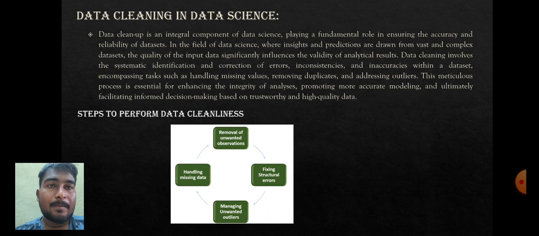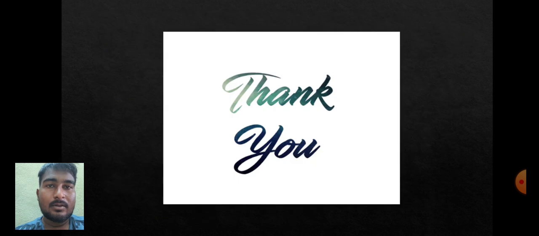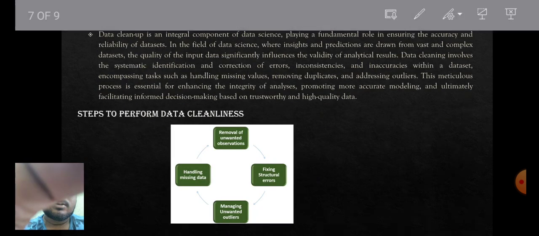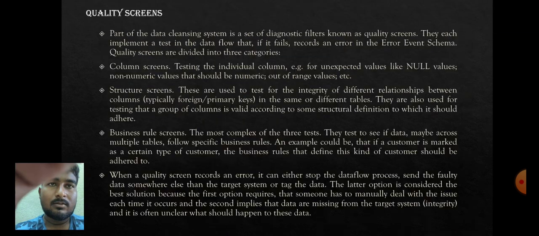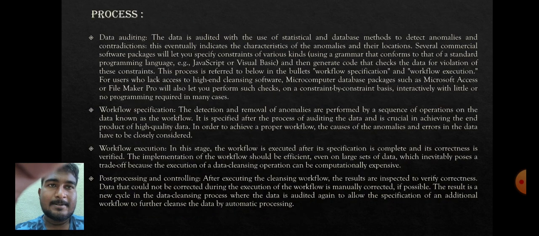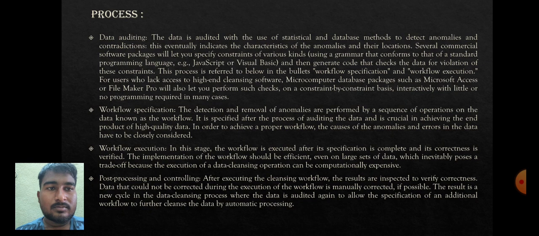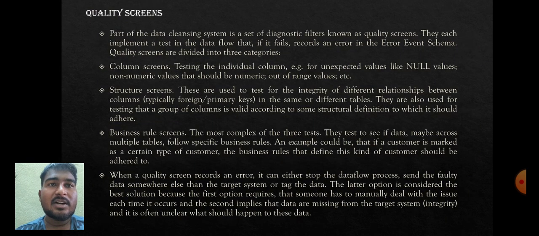Quality screens. Quality screens, part of the data cleansing system, is a set of diagnostic filters known as quality screens. They each implement a test in the data flow that, if it fails, records an error in the error event schema. Quality screens are divided into three categories: column screens, structure screens, business rule screens.